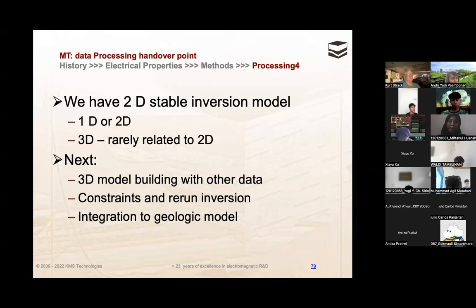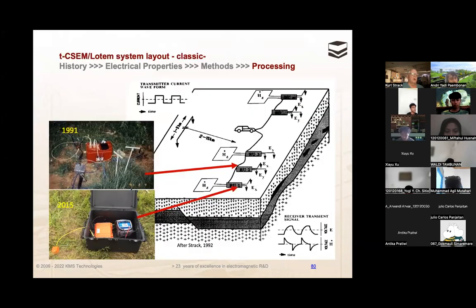Now, 3D inversion is essential. 3D inversion models are not always related to the 2D inversion models. They can be, but they're not always related. We have to often add constraints and rerun it. The most important part is integrating your results with geology.